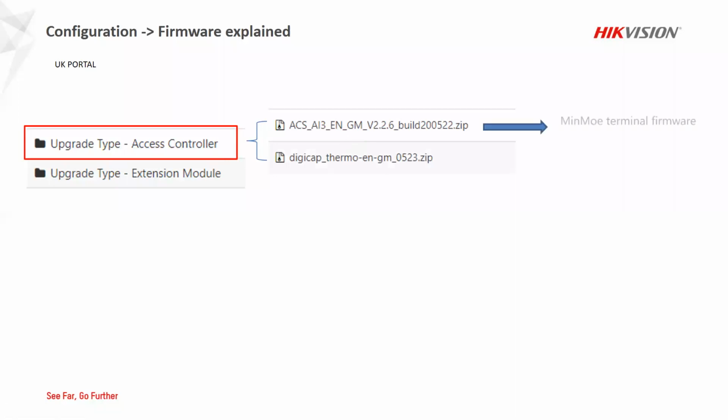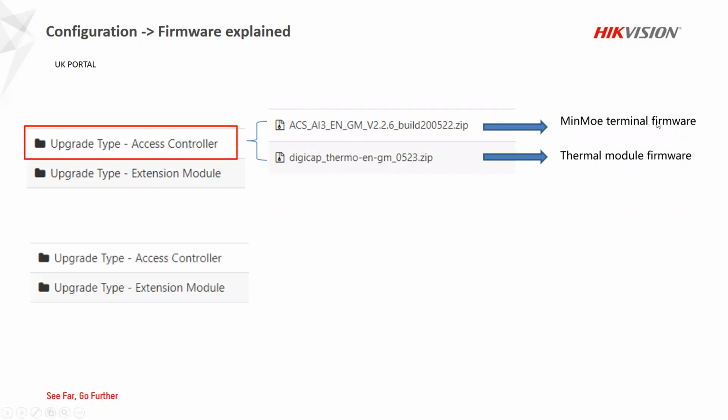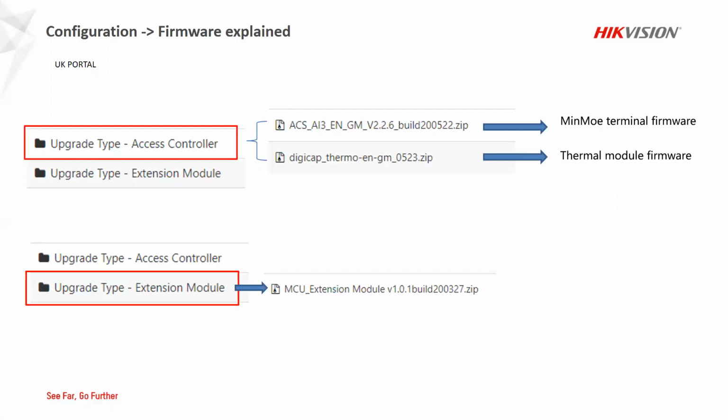The first one is the MINMO terminal firmware. The second one is the thermal module firmware, because for the thermal MINMO, we have the MINMO and also the access control terminal and also the thermographic camera on top. So there are two different firmwares for those two different modules. And then for the extension module, we have another different one.